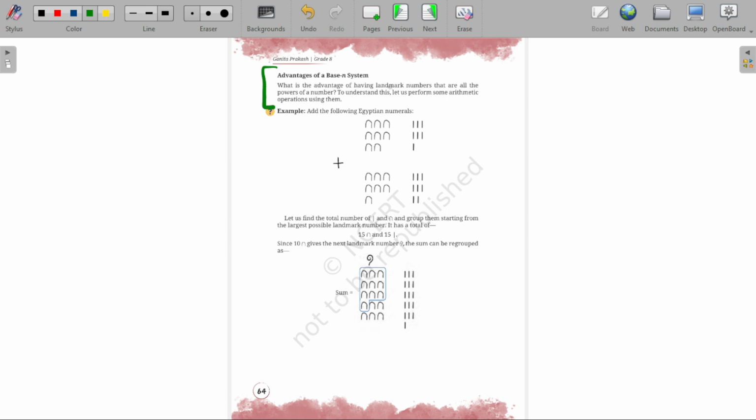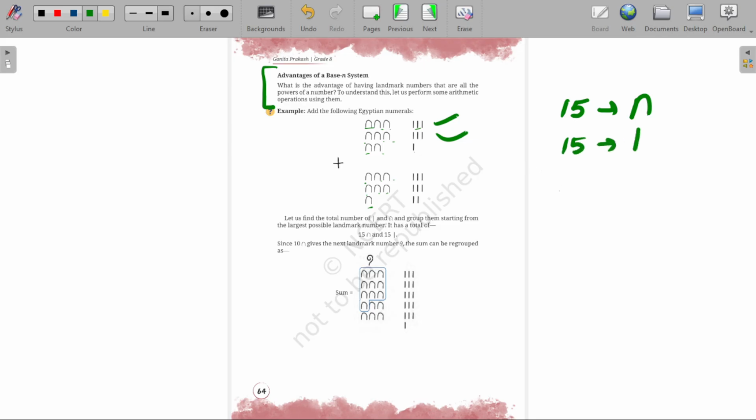Because it becomes easy arithmetic. That means with the help of these symbols, we can easily add. One numeral is given to you; count how many of this symbol there are: 1, 2, 3, 4, 5, 6, 7, 8, 9, 10, 11, 12, 13, 14, 15. So 15 symbols. How many are there here? 7 and 8.